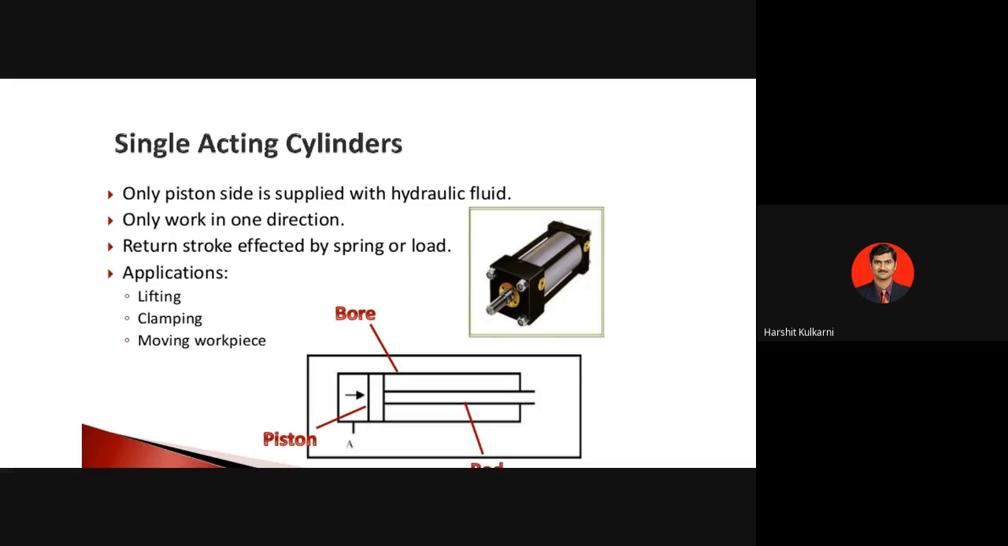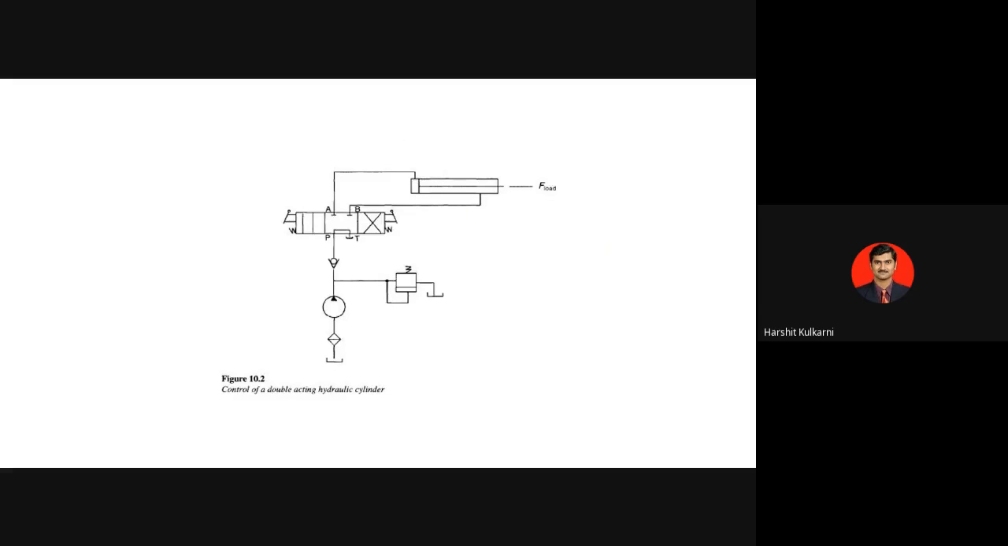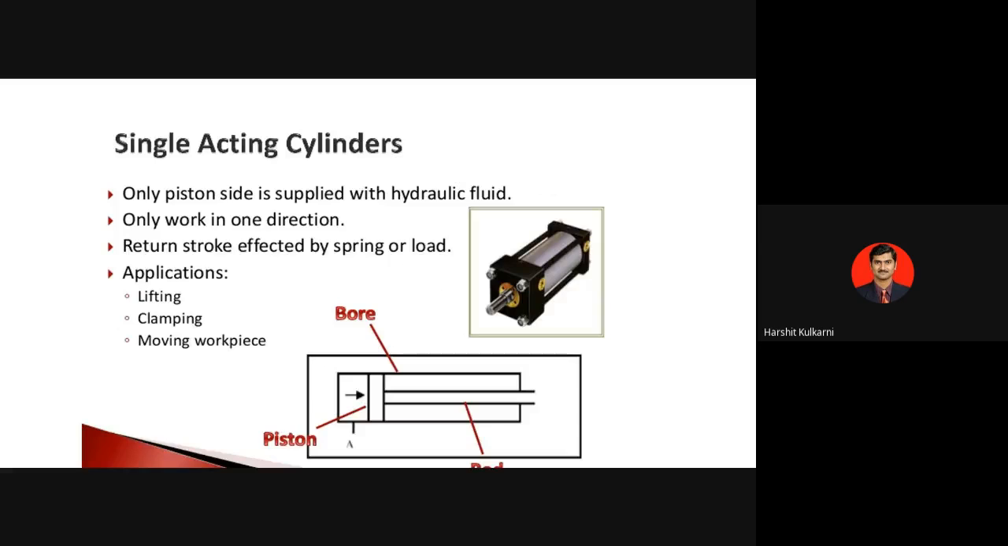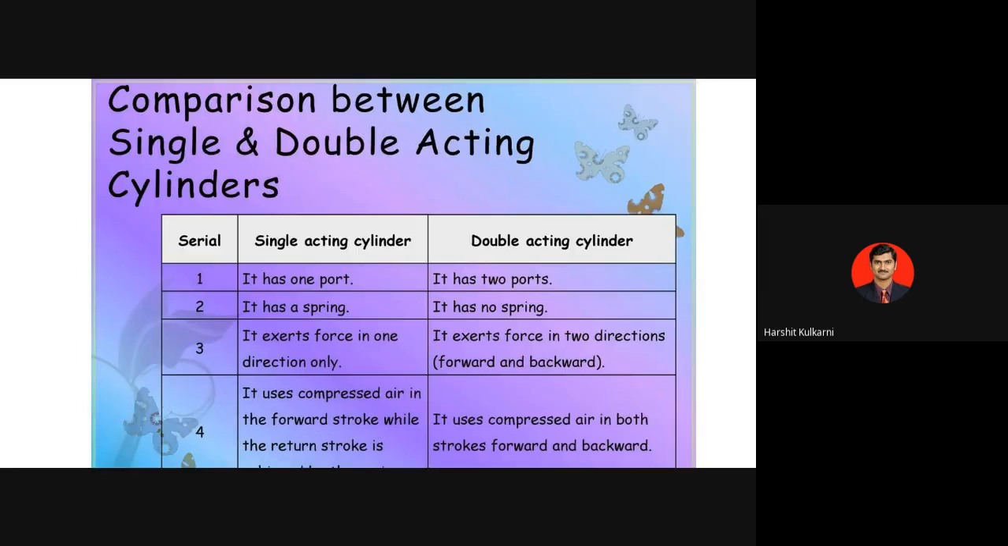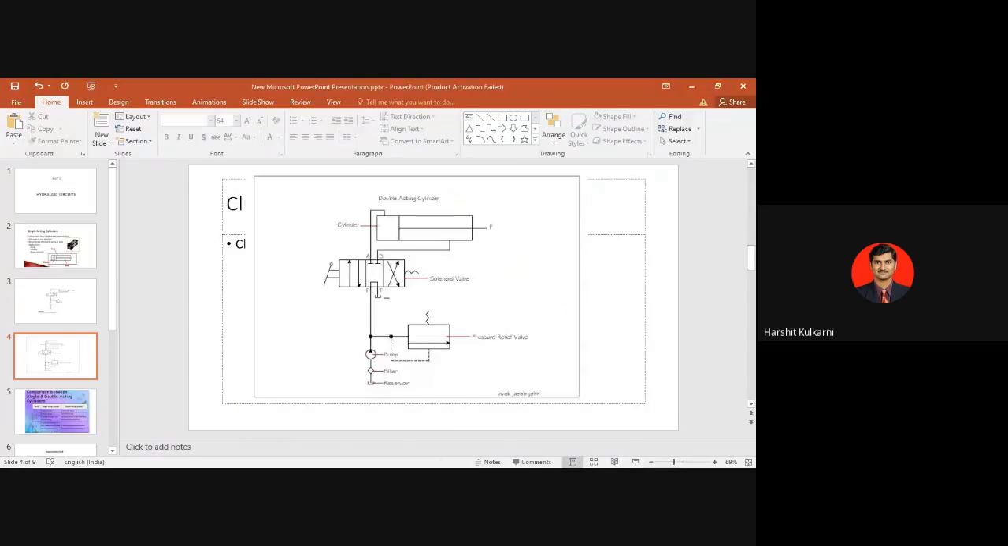Then what are the applications of this single acting cylinder? One is lifting, and second is clamping and moving the workpiece. These are the three applications. Now, if we have the single acting cylinder, what about the other elements of the hydraulic system? That we call a hydraulic circuit, which we can see over here. So how is the operation of this single acting cylinder? This is for a double acting cylinder. Fine, one second, for single acting cylinder I'll show you. Give me a minute.